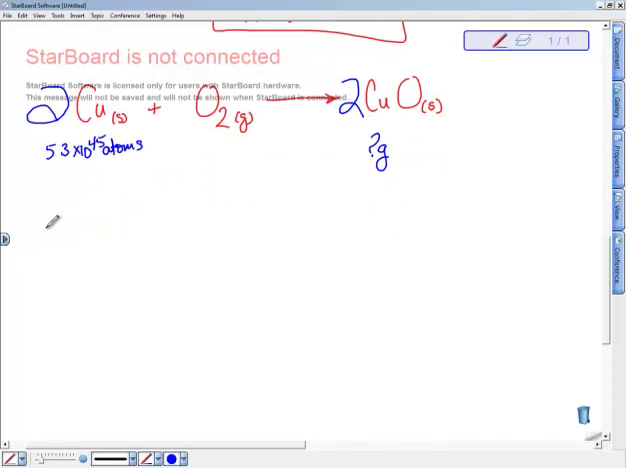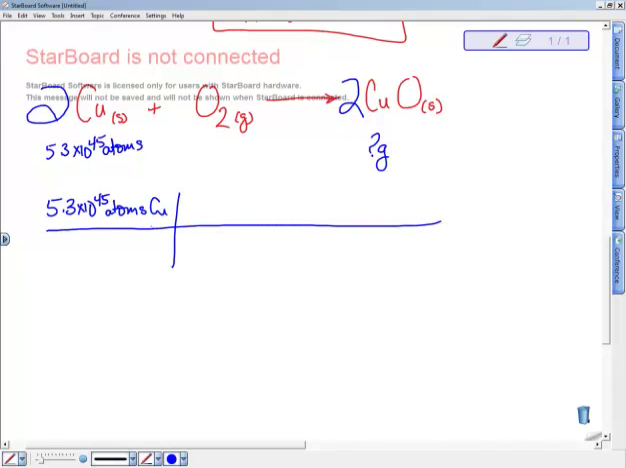Alright, let's do it. Always start with what they provided you in the original problem. 5.3 times 10 to the 45 atoms of copper. Hey guys, how do we go from atoms of copper to moles? What do you guys need to do in order to go from atoms to moles? Avogadro's number. Where should I put Avogadro's number? On the top or on the bottom? Bottom. Good job. Alright, so that's how many atoms are in 1 mole of copper. Alright, cool. Now we're on moles.